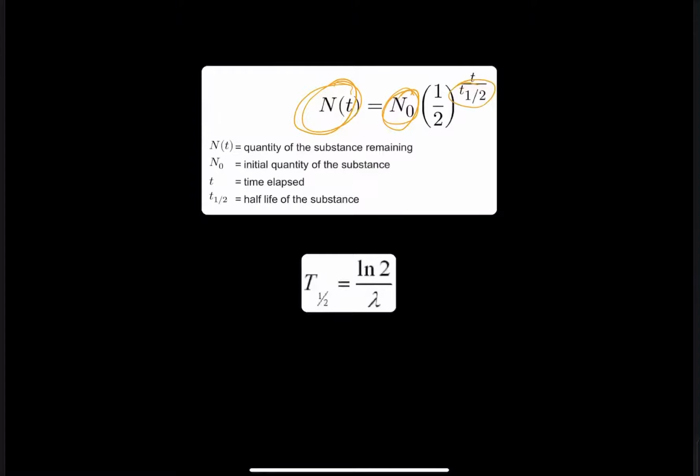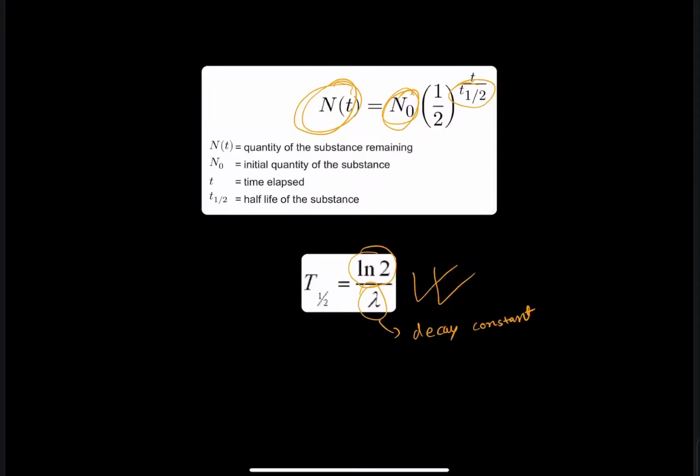There is another equation like this one. T 1/2, the half-life for a particular substance, is equal to ln 2 divided by this lambda-like symbol, and this is called the decay constant. What is the decay constant? You don't need to know it, but what it tells you is how quickly the nuclei, or the total number of nuclei, will decrease.